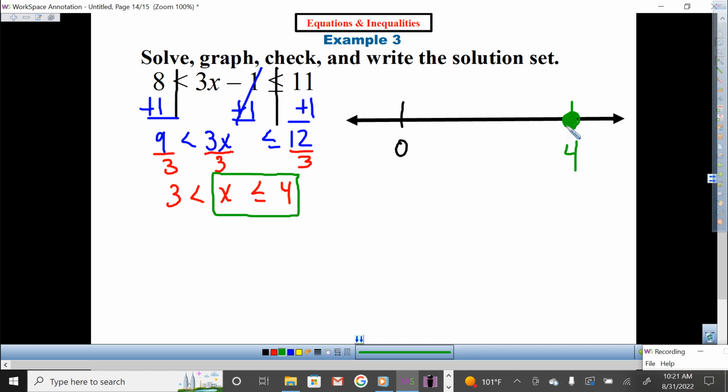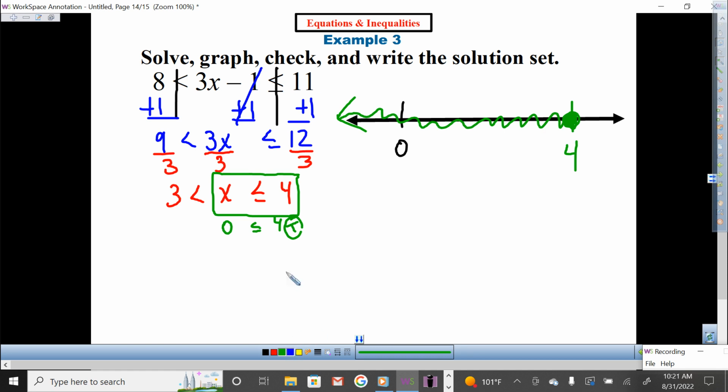All right? Next, I'm going to test a point or a number on the line to see if it's true, and if it is, I'm going to shade towards that. So I'm going to test 0. So instead of x, I'm going to substitute 0, and then I'm going to bring down the less than or equal to 4. So let me read it. Is 0 less than or equal to 4? Yeah, that's true. So that means I'm going to shade towards the 0 because that's part of the solution.